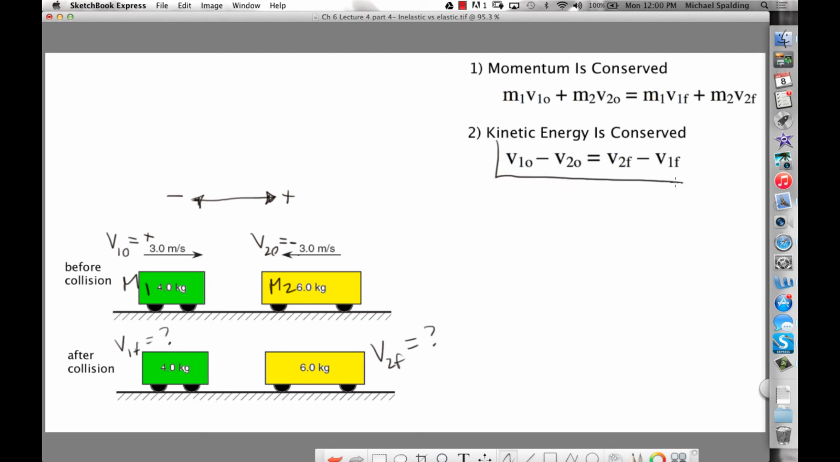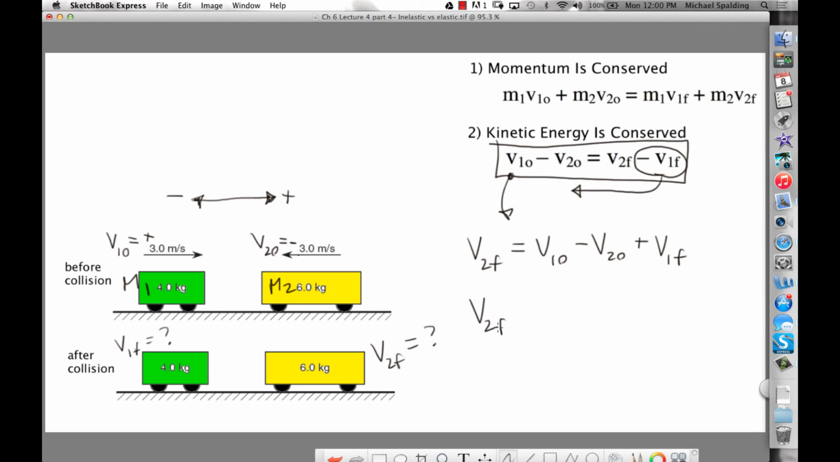So let's start with this. I was about to say conservation of kinetic energy. Look, this equation here, I mentioned it came from combining conservation of momentum with conservation of kinetic energy. It's a much more user-friendly equation. So solve this for V2 final. V2 final would be V1 initial minus V2 initial plus V1 final. All I did is I took V1 final, moved it across the equal sign, the negative became positive. So we have V2 final. Now, V1 initial is 3 meters per second, minus, V2 initial is negative 3 meters per second. So minus a minus becomes a plus. So what we're left with is this: V2 final is going to be 6 plus V1 final.